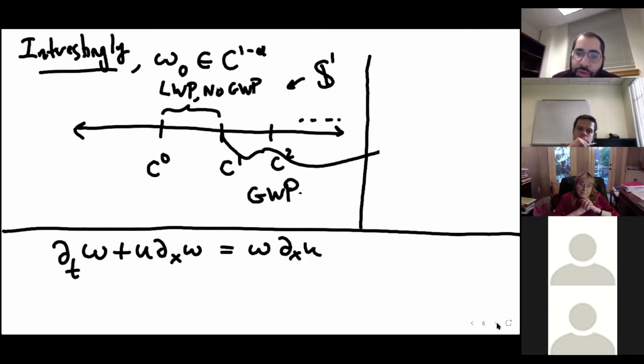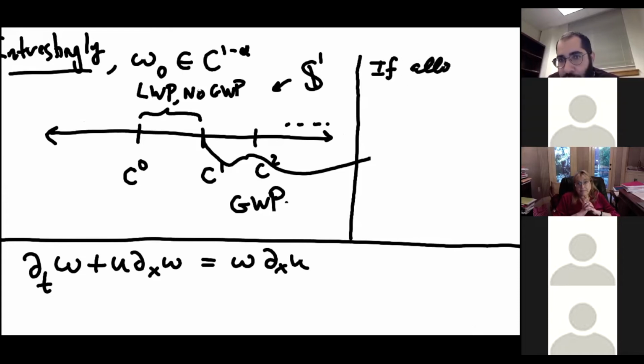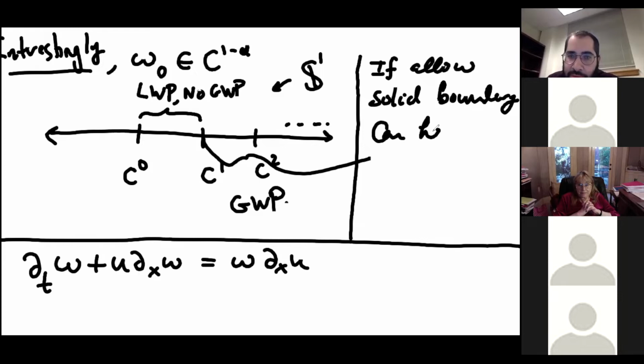So if you allow yourself to put a boundary, so if we allow solid boundary, then it's easy to get around the global regularity. So we can have a singularity for C infinity data.